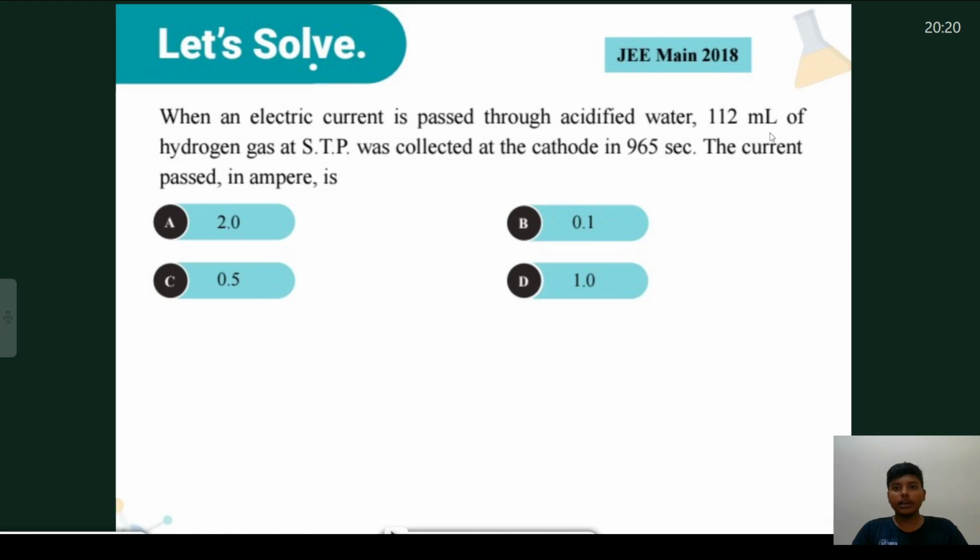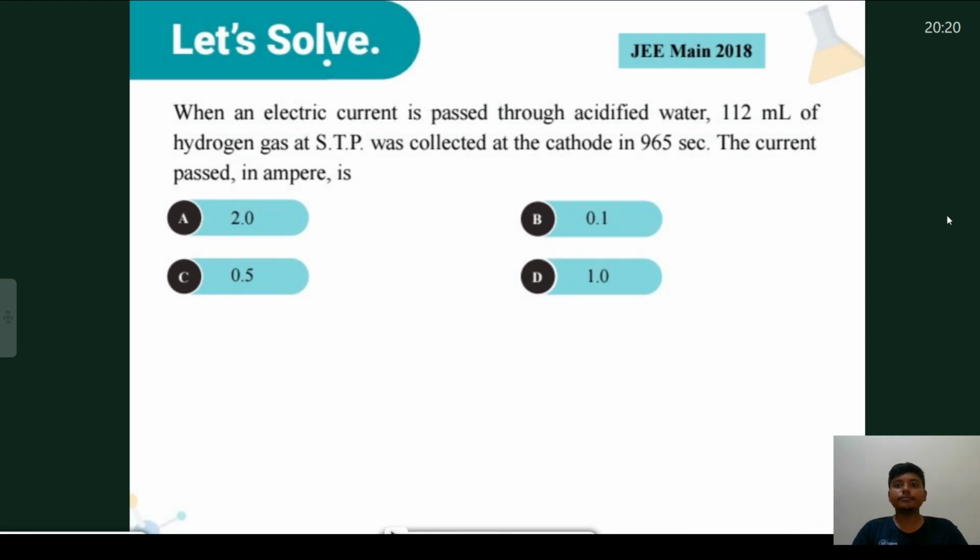See, electric current was passed through, and this much ml of hydrogen gas at STP was collected at the cathode. In 965 seconds, find the current passed in ampere. Simple formula. Remember, W is equal to M into I into T divided by N into 96500. Right? Yes or no? You remember this thing.